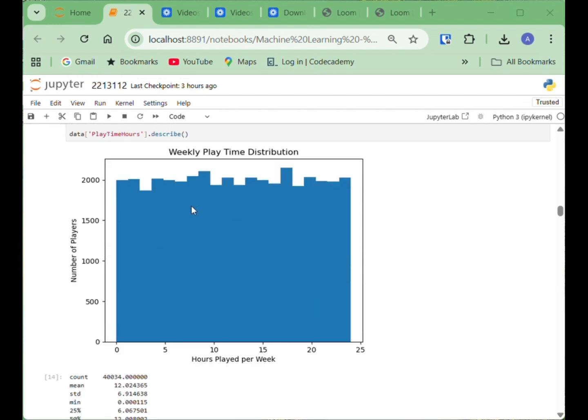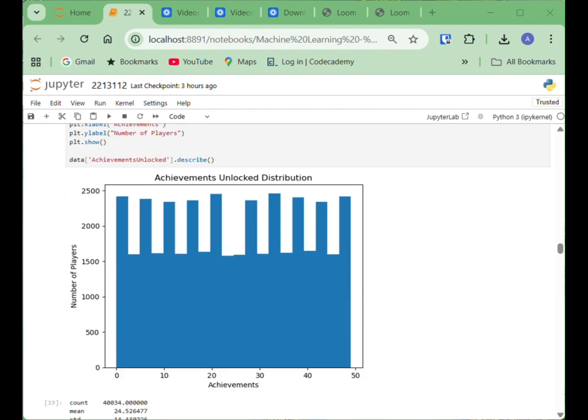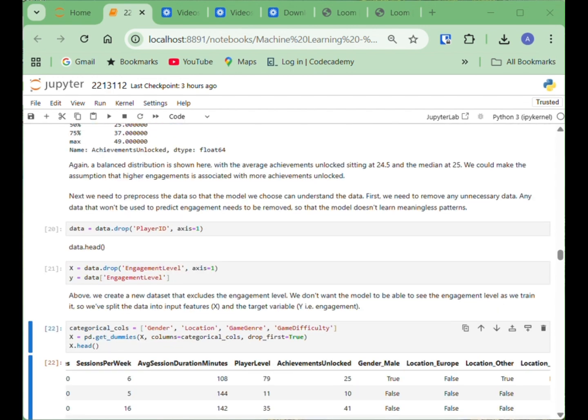I believe the first thing I do is drop the player ID. So we confirm. Yeah, so we drop the player ID. This doesn't really provide us with any information, and it could potentially give nonsense noise to the data, to the model itself. So we decided to drop this.